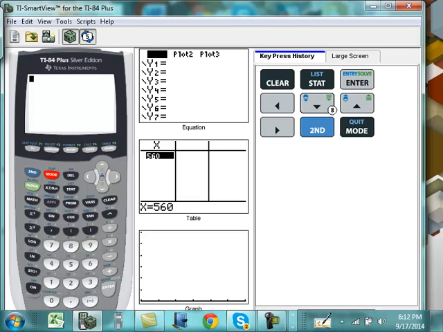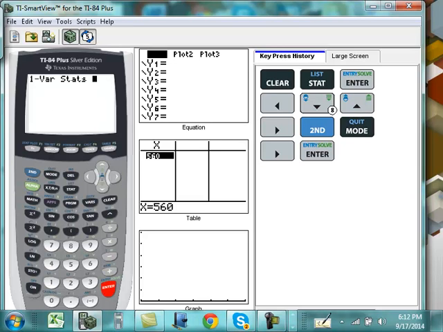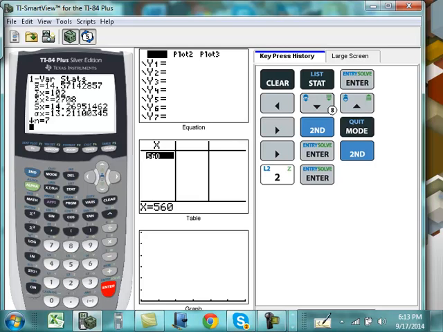Go back to the home screen. Go back into the statistics menu. Right arrow over to the calculate submenu. And select that first option, one variable statistics. Now, if I were not to select any list or anything, by default, the calculator will assume that you just mean for it to calculate the statistics for the data in list L1. Now, if we wanted to compute the statistics for list L2, then we can just select the list L2. And it'll go ahead and calculate the statistics for the data in list L2.